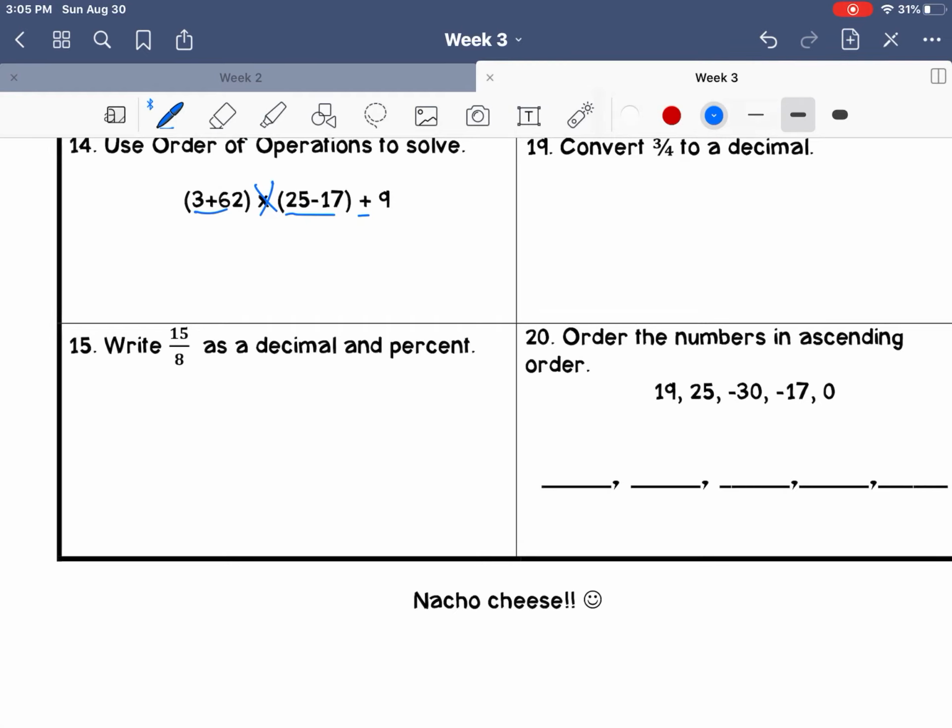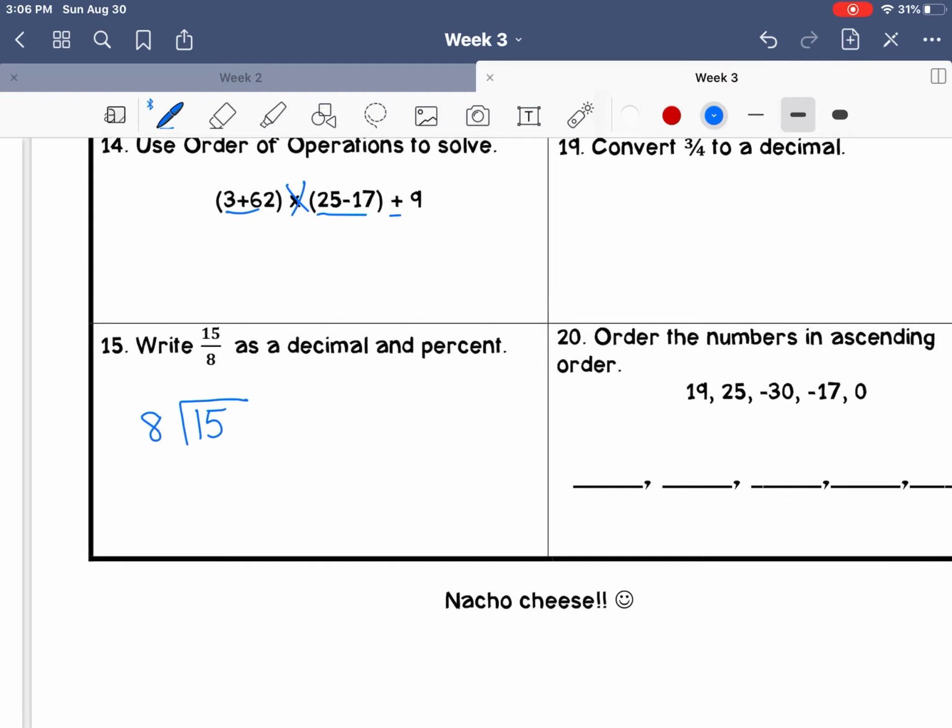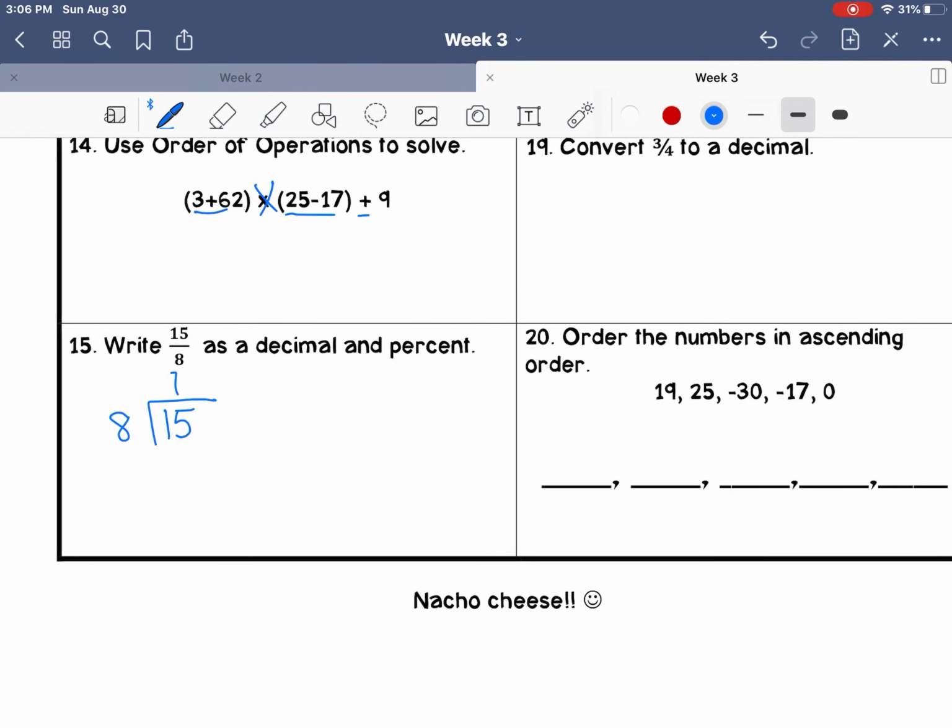Number 15, write 15 over 8 as a decimal and a percent. We've learned how to do this. We divide 15 by 8 to change it to a decimal. And sure enough, 8 will go into 15 one time. Then we add a decimal and a 0 and keep going. So 1 times 8 is 8. And then keep going until you don't have a remainder. Once you get your decimal, remember you move it over 2 places and add the percent sign. Don't forget, and look back at your notes if you need to.